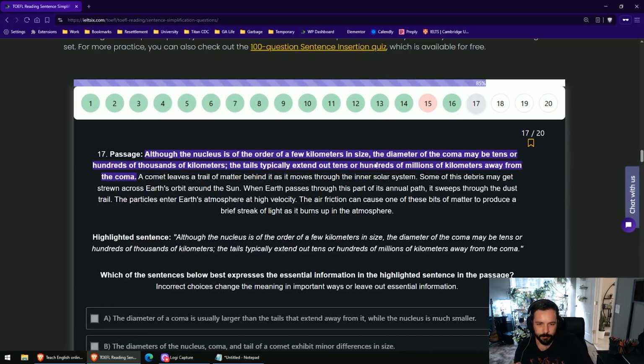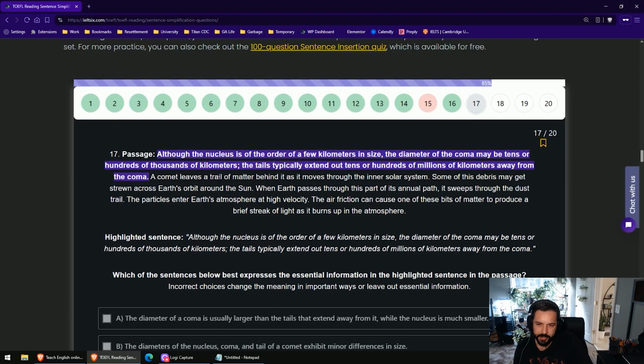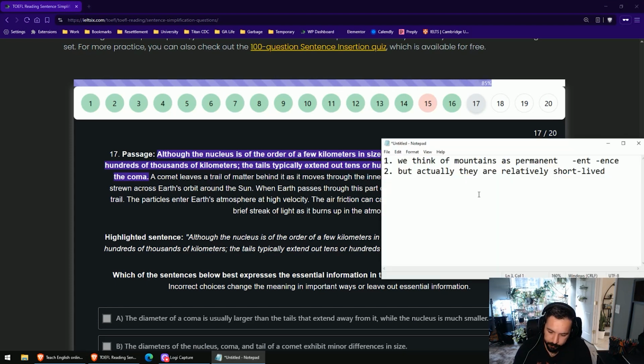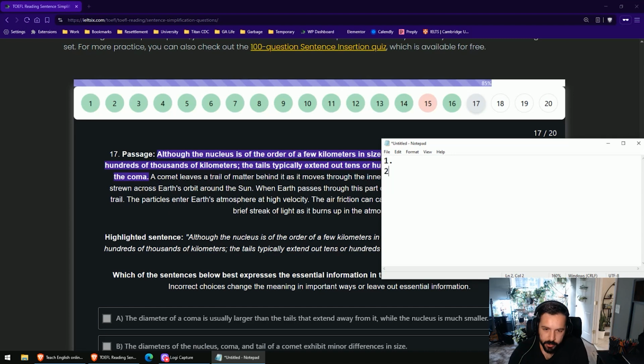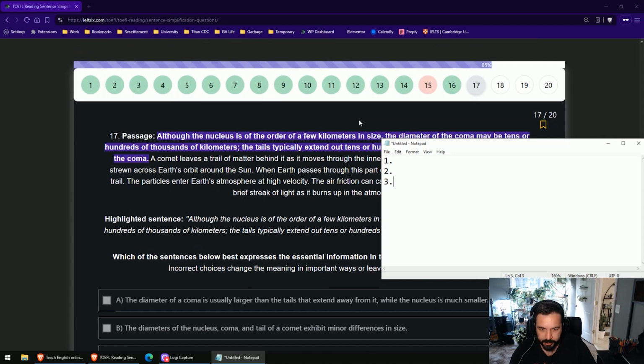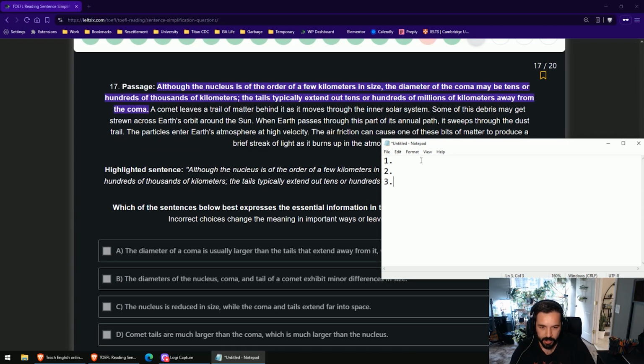Now let's see. Although the nucleus is of the order of a few kilometers in size, the diameter of the coma may be tens or hundreds of thousands of kilometers. The tails typically extend out tens or hundreds of millions of kilometers away from the coma. So this one, a lot of students seem to struggle with this, but honestly, it's one of the easier ones if you think about it correctly.